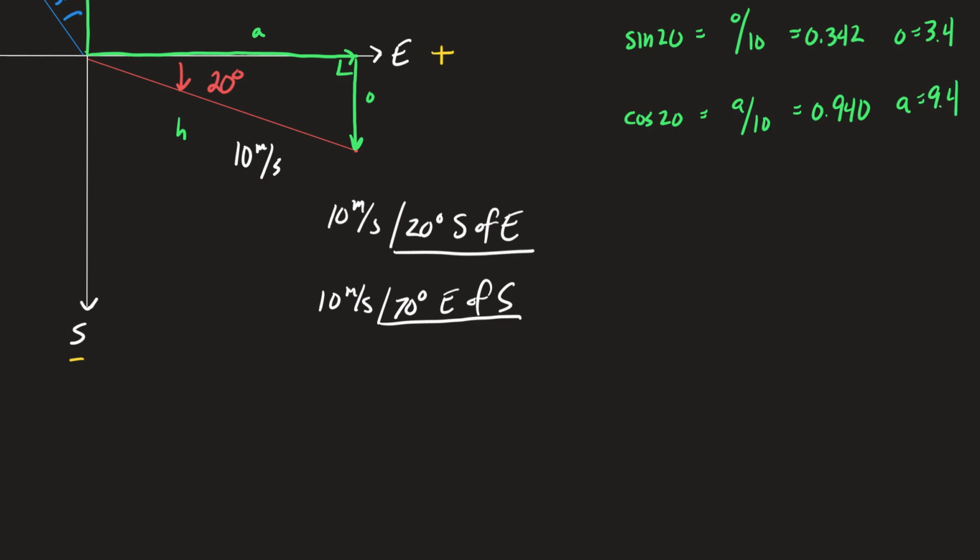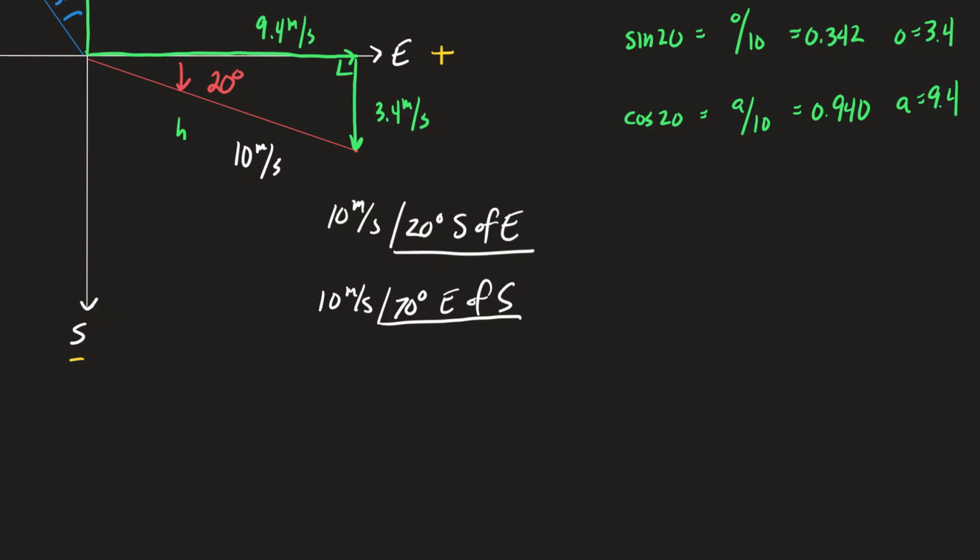So I now know the 2 sides. 9.4 meters per second to the east and 3.4 meters per second to the south. This is how much of the wind is blowing to the east and how much of the wind is blowing to the south. Go ahead. What would be a good digit to round to when it comes to these? I think when you get to this point, 2 significant places is good because everything else is given in 2 significant places.